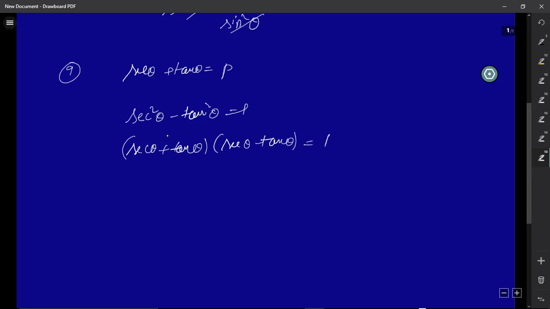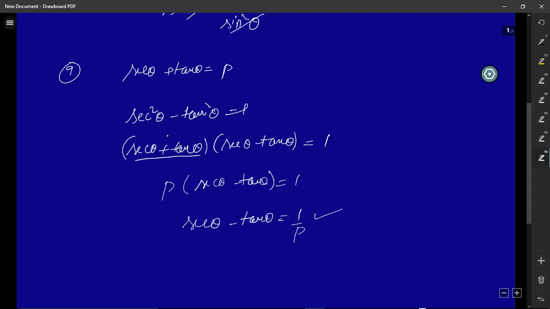Secant theta plus tan theta is given as p. So in place of secant theta plus tan theta, I can write it as p. This secant theta minus tan theta I am writing as it is, equal to 1. So p into secant theta minus tan theta is 1. P is multiplying on the left hand side, so p will divide on the right hand side. So secant theta minus tan theta is 1 by p.